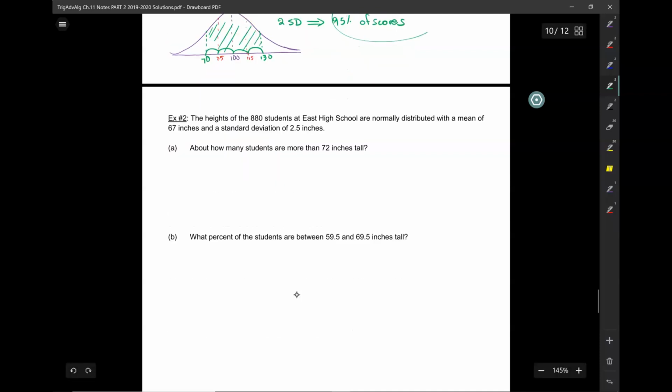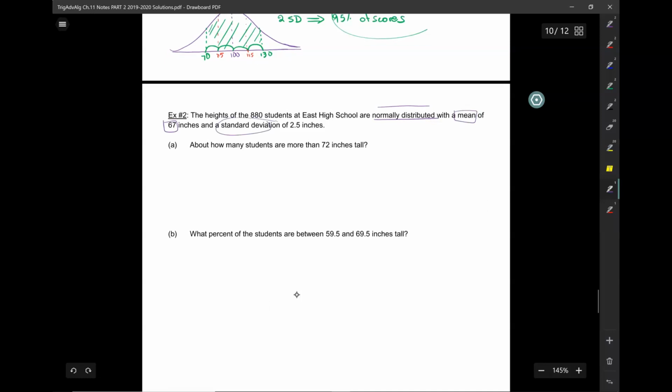All right, let's do another one. The heights of the 880 students at East High School are normally distributed, meaning it's a normal distribution, with a mean of 67 inches and a standard deviation of 2.5 inches. About how many students are more than 72 inches tall?